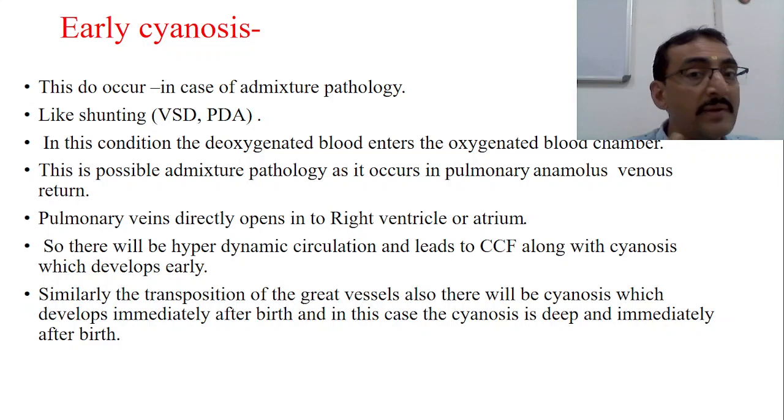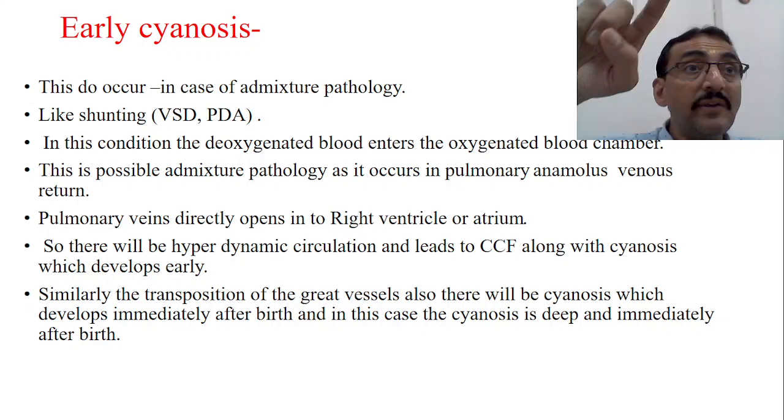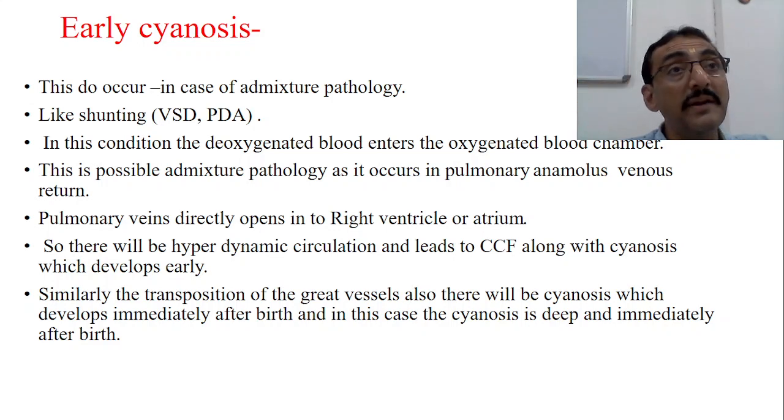So similarly, there is transposition of the great vessels. From the right ventricle, the pulmonary trunk actually has to begin. From the left ventricle, the aorta should begin. But the opposite is happening. From the right ventricle, the aorta is opening, and from the left ventricle, the pulmonary trunk is opening.